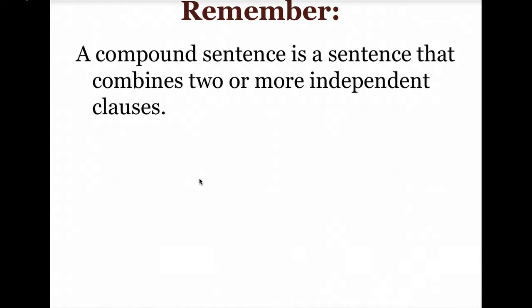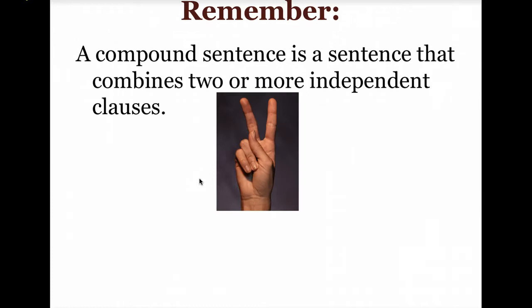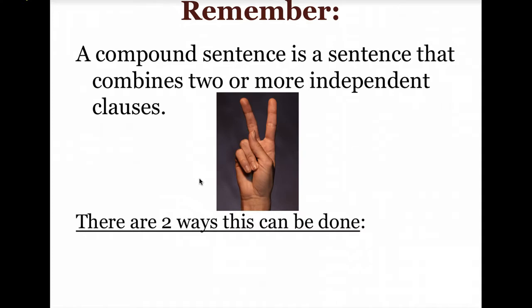Do you remember what I said a compound sentence was? A compound sentence is a sentence that combines two or more independent clauses. So two or more groups of words that could each stand on their own as an independent clause. Two or more. And there are two ways we can correctly put together independent clauses. So lots of times you'll see people just put two independent clauses together with no punctuation. That's incorrect. That's called a run-on. Other times we'll see them do it with just a comma. That's also incorrect. That is called a comma splice. I hope you said it out loud on your own.